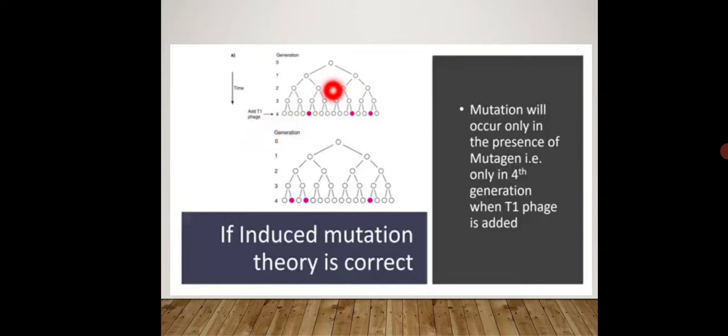Now we have started with the wild type, that is original or normal. This E. coli is sensitive to T1 phage, so it will get lysed. This first strain is sensitive to T1 phage. So what will happen? As we add the T1 phage, this cell will get lysed. As the first cell is sensitive, the others developed from this cell will automatically also be sensitive to T1 phage, because all the progeny are developed from the first cell.